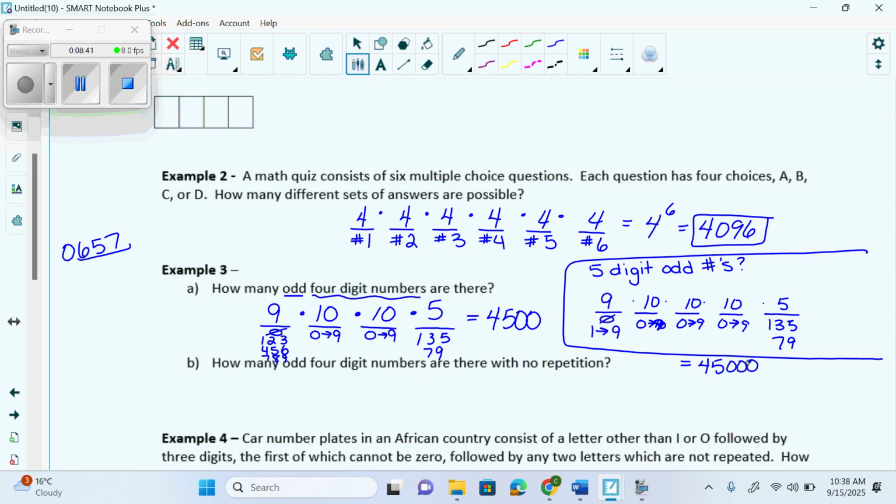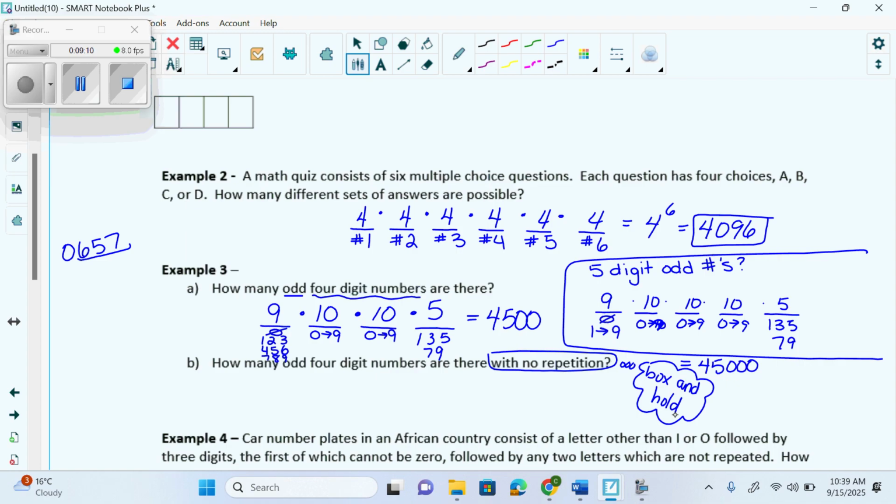Let's look at this one. How many odd 4-digit numbers are there with no repetition? If it doesn't say that you can't repeat, you assume you can. No repetition means what I call box and hold. Don't write box and hold on your diploma. They'll have no idea what you're talking about because I made it up. So whenever I'm not allowed to repeat, I box and hold things so that it stops me from repeating that number.